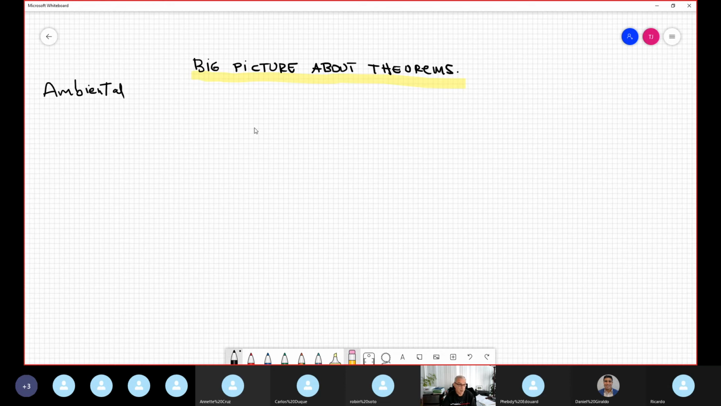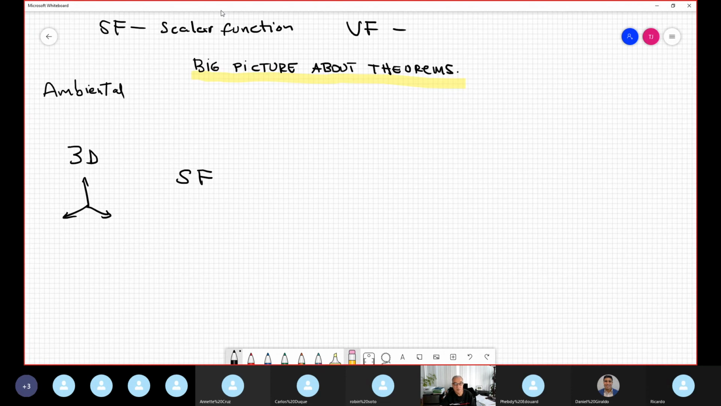Ambient dimension, okay, we have three possibilities, no? 3D is something like that. We have 2D and 1D. But well, let me start with 3D first. After, when I finish, I make a zoom out and you see everything together. Okay, so I suppose that we have a scalar function. So f is a scalar function, F is a vector field.